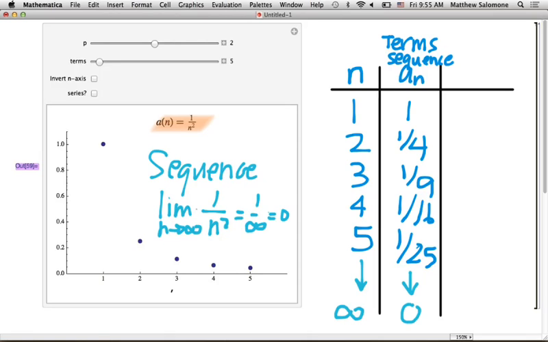Just using ordinary calculus on the function f of x equals 1 over x squared. Right? That's equivalent to connecting these dots with a continuous function. And then just asking what is the end behavior of that continuous function. End behavior is another great calculus concept. And it sure looks like as n goes out toward infinity, the sequence is tending towards 0.